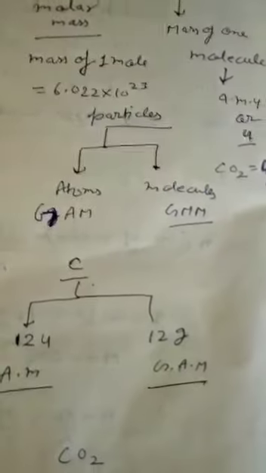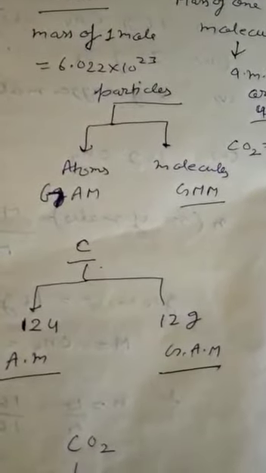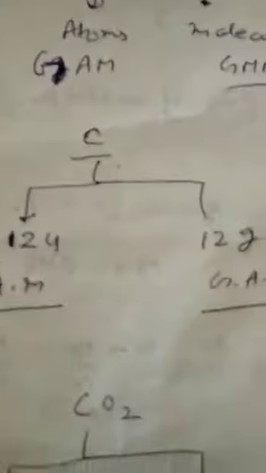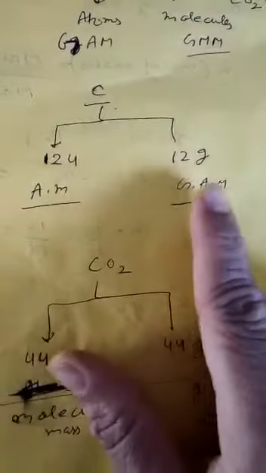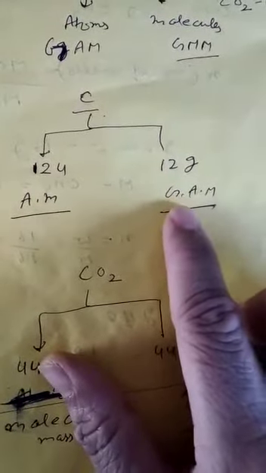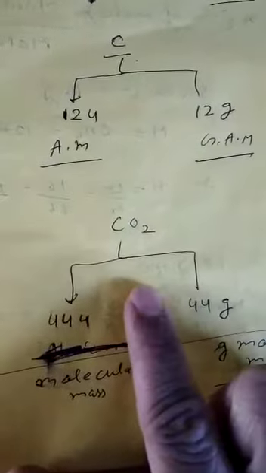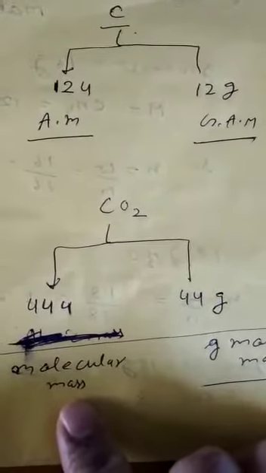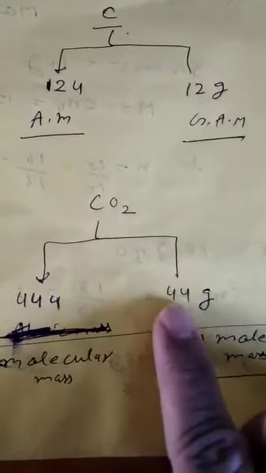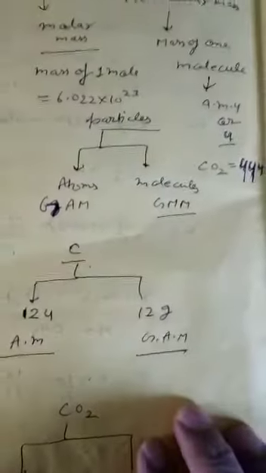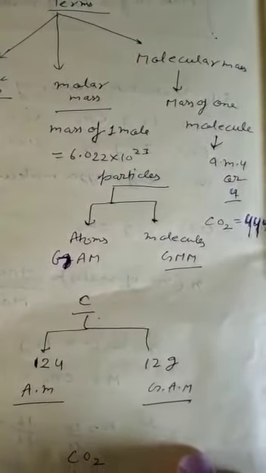And there are 2 types, gram atomic mass and gram molecular mass. So if for carbon I write 12 U, that shows the atomic mass. But suppose I write 12 gram, that is gram atomic mass, or you can say it is a molar mass. Now for CO2, if I say 44 U, that is again molecular mass. But if I say 44 gram, that is gram molecular mass. So we should be clear about the difference between molar mass and molecular mass.